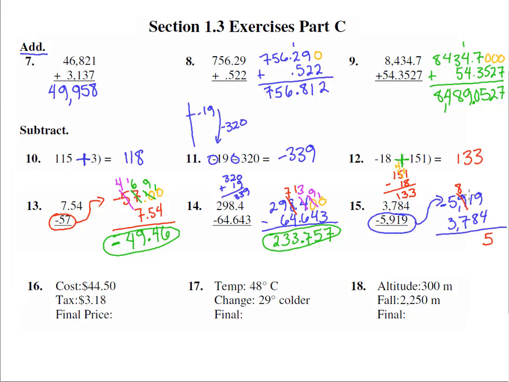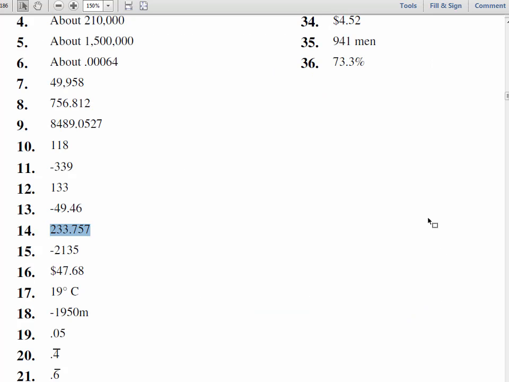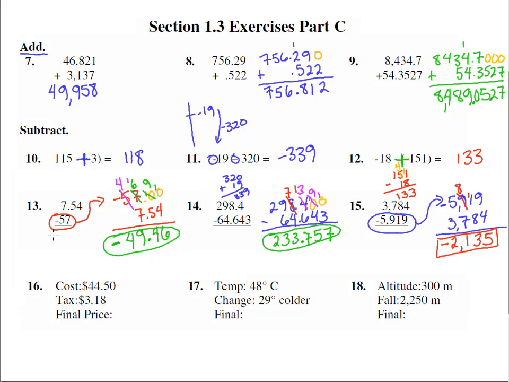And this guy decreases by 1, and this guy increases by 10. 11 minus 8 is 3. 8 minus 7 is 1. 5 minus 3 is 2. So 2,135. But remember, we're in the negative direction. The stronger one between these two is negative, so the answer will end up being negative. Negative 2,135. And there we have it. All right, number 16, a couple of word problems down here.